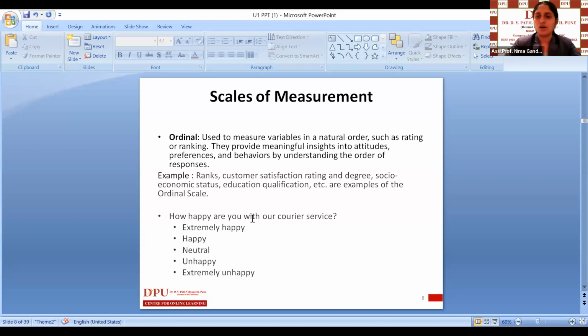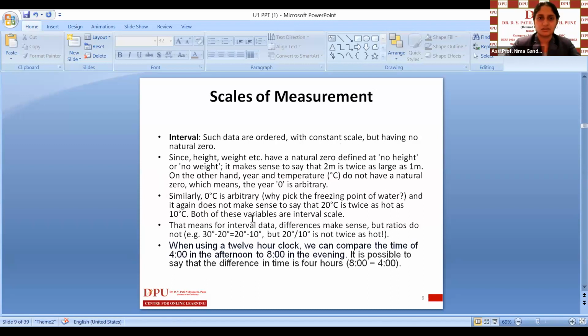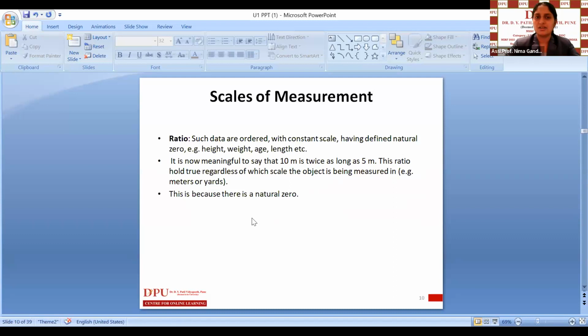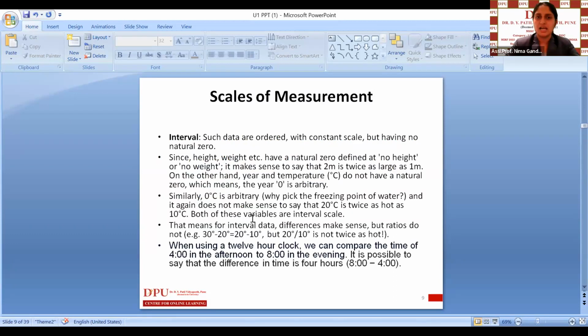So we both use for non-numerical data. Then we have the interval scale and ratio scale. Interval scale and ratio scale we use when the data is numerical data. When the data is numerical data, you are measuring it, that time you can use the interval scale and ratio scale. So what is the interval scale? Interval scale is a data for which the natural zero does not exist. You use the interval scale for data for which the natural zero does not exist.